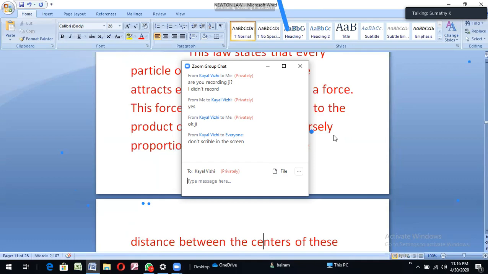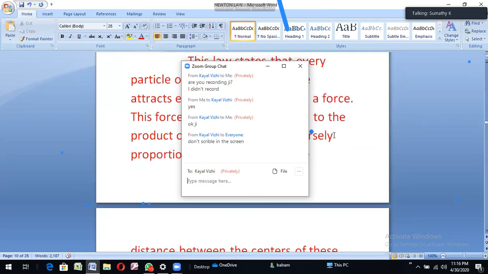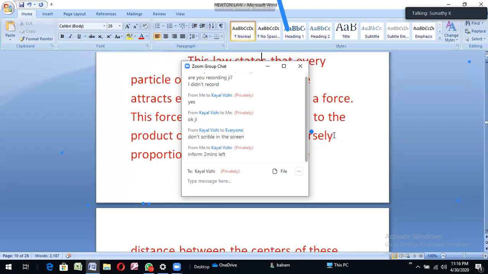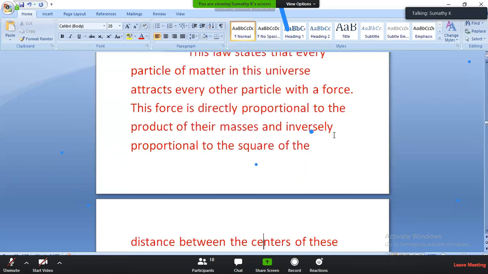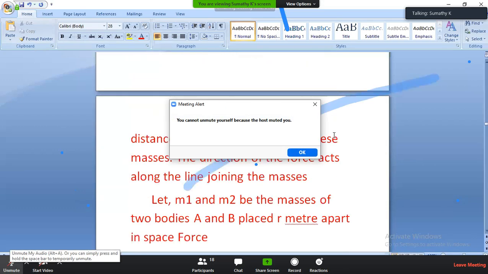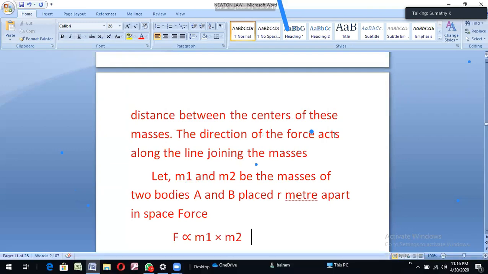This is the center of the body. This is the universal gravitational law. Once again, I read out that this law states that every particle of matter in this universe attracts every other particle with a force. This force is directly proportional to the product of their masses and inversely proportional to the square of the distance between the centers of the masses. The direction of the forces acts along the line joining the masses.